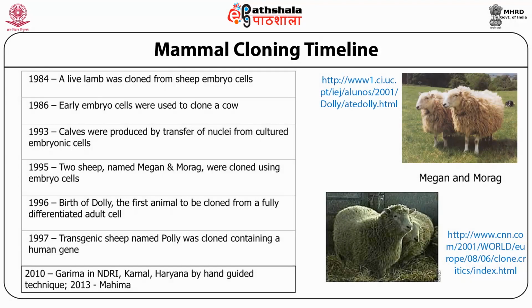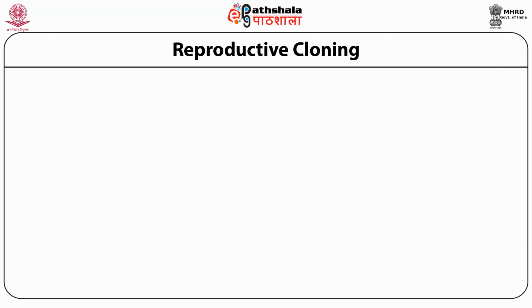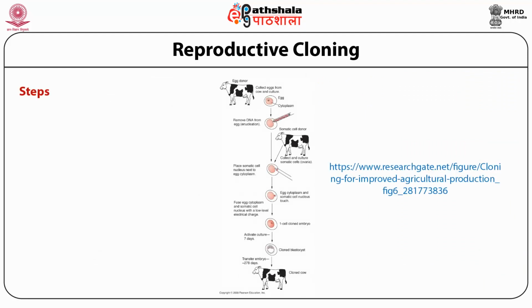This table indicates the timeline for clones development. It was in 1996 that the birth of Dolly initiated an era of cloning, and in 2010 in India Garima was cloned at NDRI Karnal, and subsequently Garima gave birth to Mahima in 2013. This reproductive cloning has some steps where the nucleus from somatic cells is taken and injected in the enucleated oocytes. After injection in enucleated oocytes, the nucleus is reprogrammed and it becomes almost similar to the zygote and gives rise to the complete organism again.